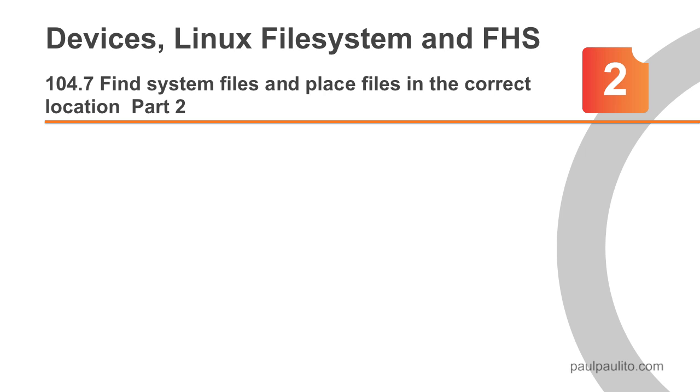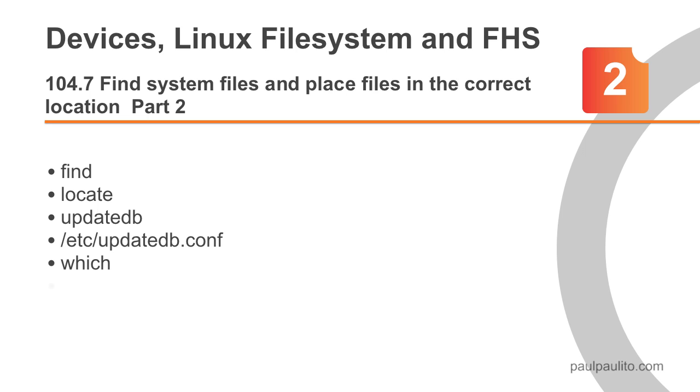104.7, Find System Files and Place Files in the Correct Location, Part 2. In this screencast, you will learn how to find files and commands on a Linux file system. The new commands and configuration files you will get to know are find, locate, updatedb, /etc/updatedb.conf, which, type, and whereis.